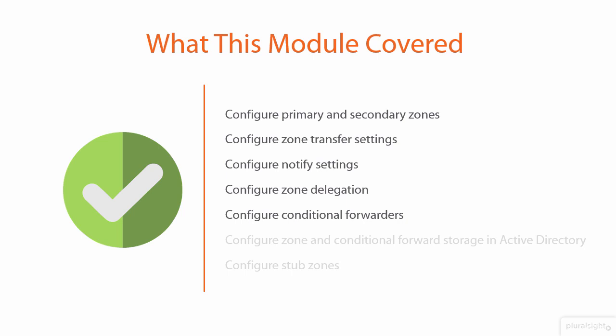We spent a minute talking about where we store the data, whether it be in files or in Active Directory, and concluded with a look here at stub zones, which are another way that we can ensure all the different authoritative servers for a zone are populated here on our local DNS server so that we can correctly reroute requests.